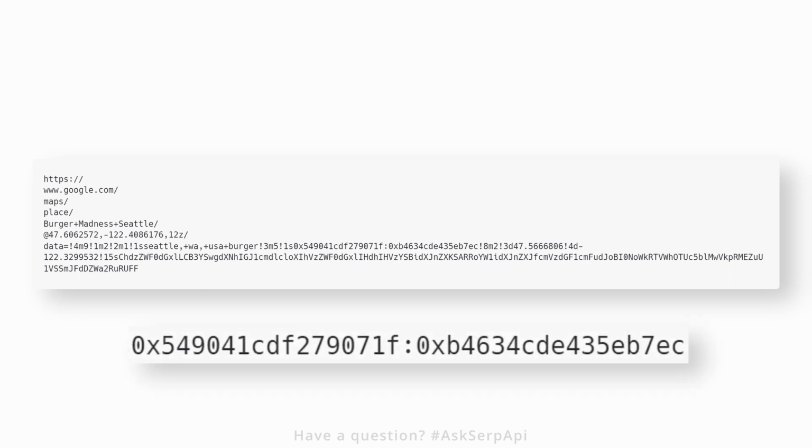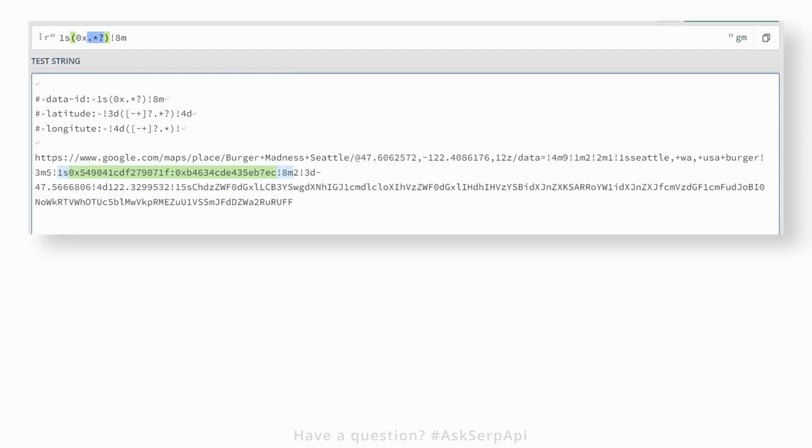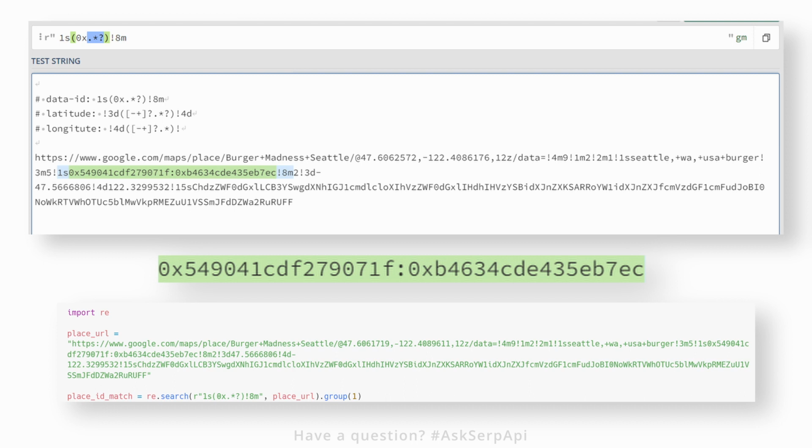It should look like a mess of digits and letters, as you can see on the screen. Extracting place ID data could be done using a regular expression, which then will be passed to the SerpApi data ID parameter. Here's how the basic regular expression would look like.